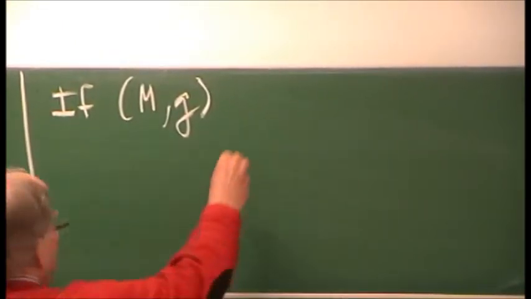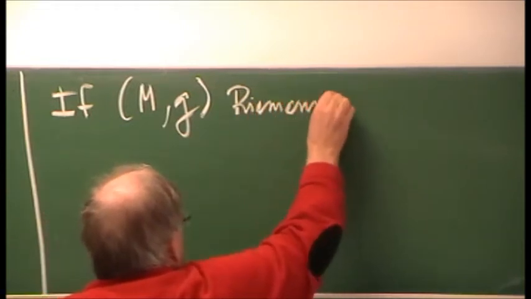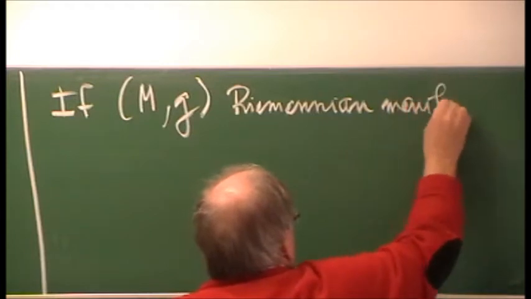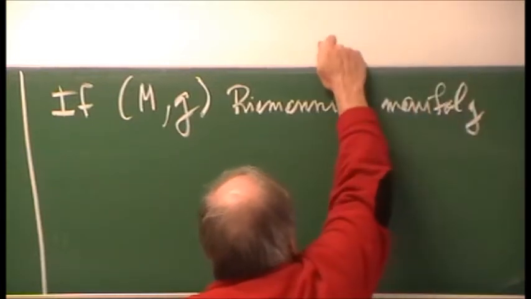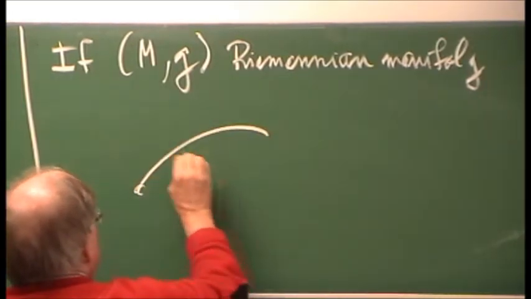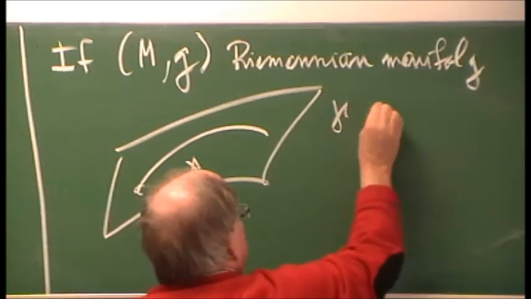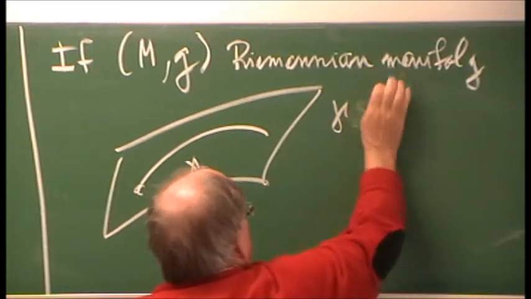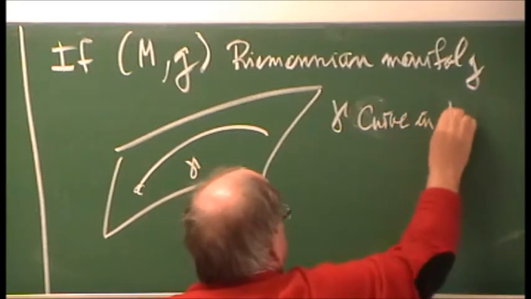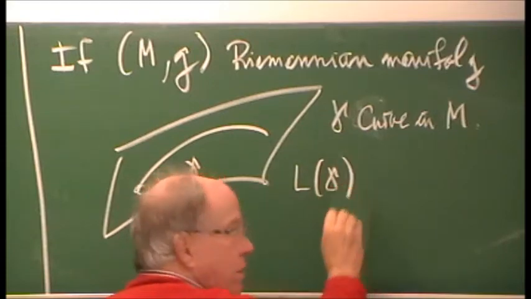So (M, g) is called a Riemannian manifold. I'm just introducing some notation with it. So we have a Riemannian manifold. Then if you have a curve gamma in this manifold, of course I can compute the length of this curve.